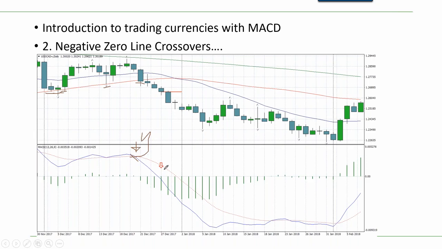So here's a negative zero line crossover example. What have we got here? This is the dollar CAD on the daily chart. Let's use the pen. We can see nicely that the 50-period moving average was acting as dynamic support up until we had a close beneath it, which happened just a little bit after we had a bearish signal line crossover there. Hopefully you can see that.